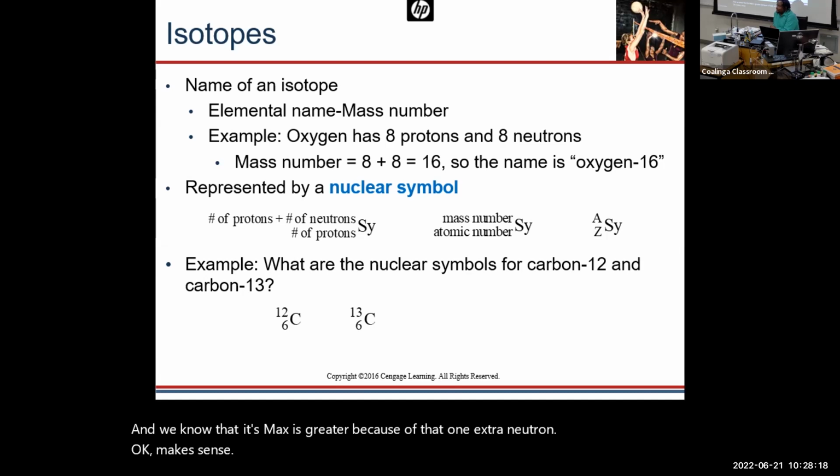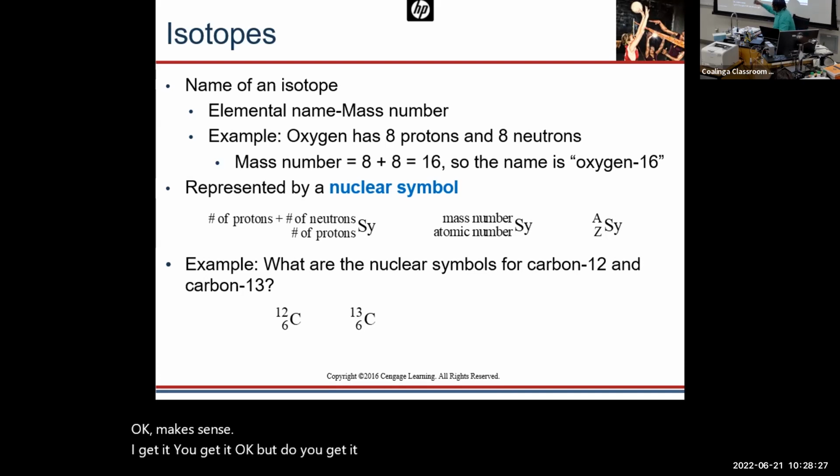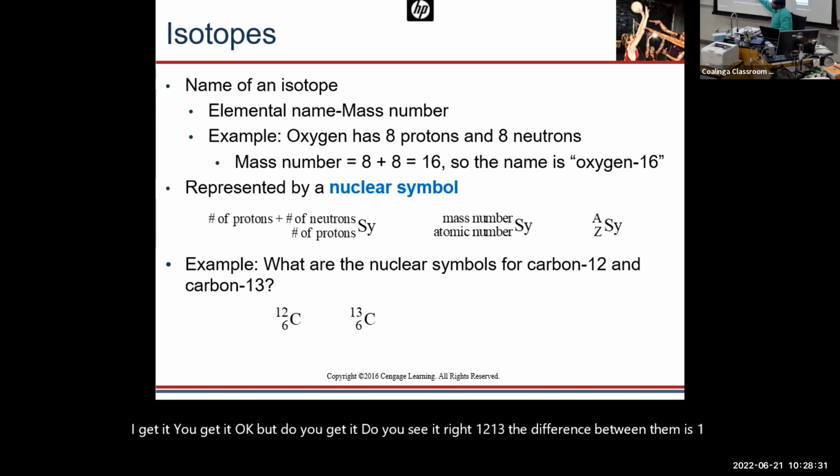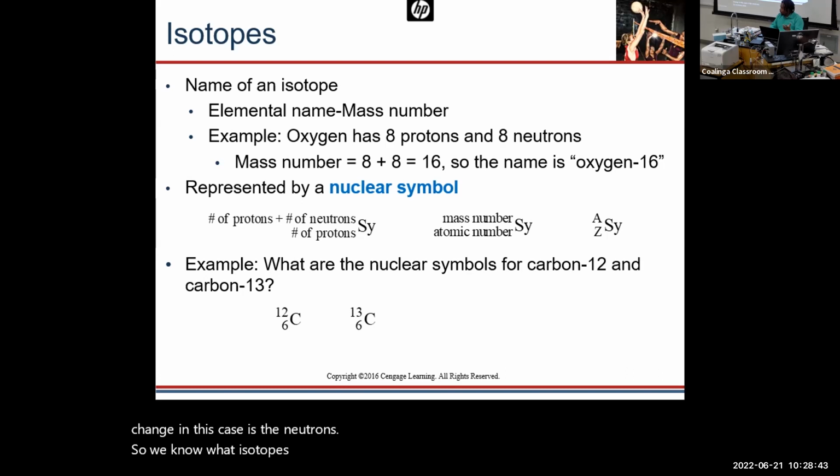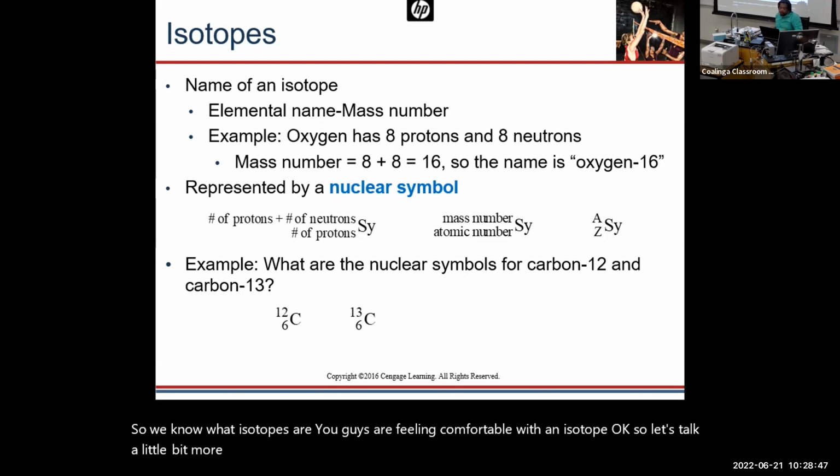Allison, do you get it? Do you see it? 12, 13, the difference between them is 1. Protons are exactly the same, so the only thing that could change in this case is the neutrons. So we know what isotopes are. Are you feeling comfortable with isotopes? Okay, so let's talk a little bit more about isotopes.